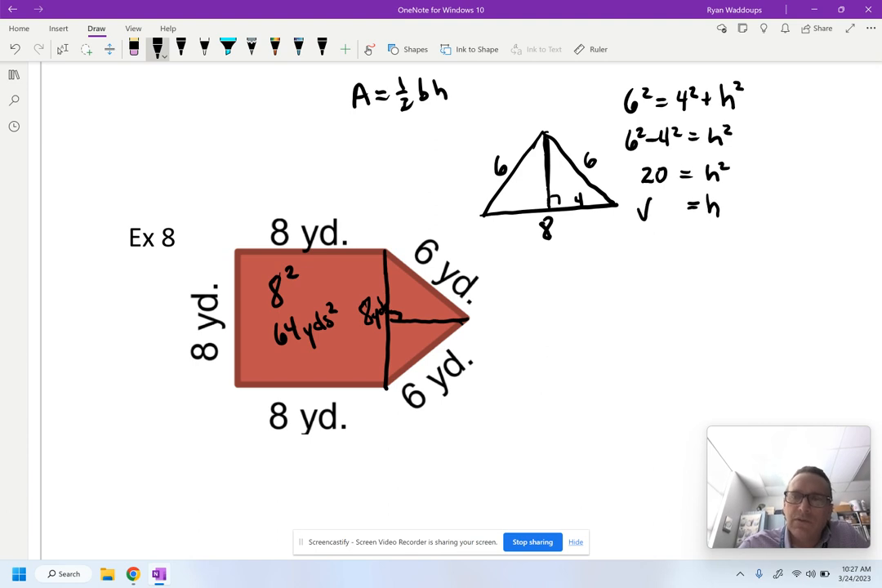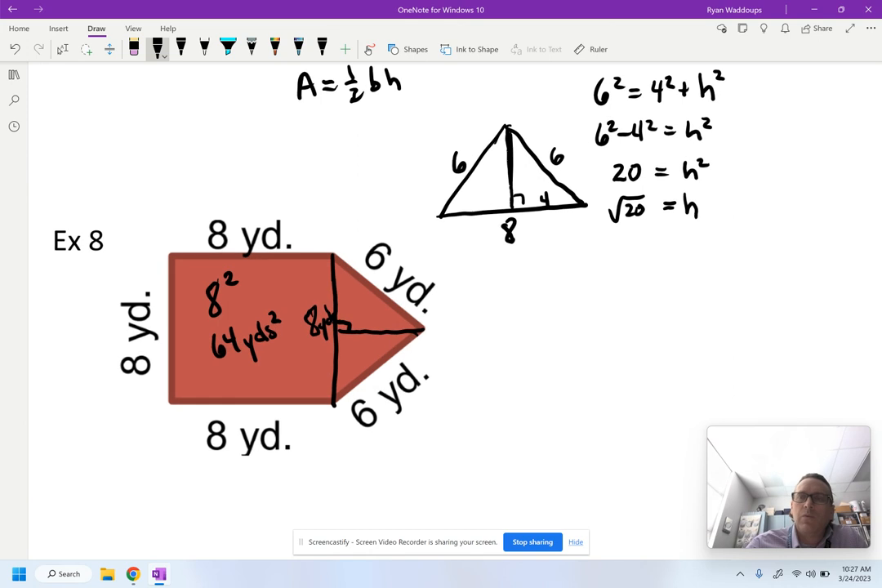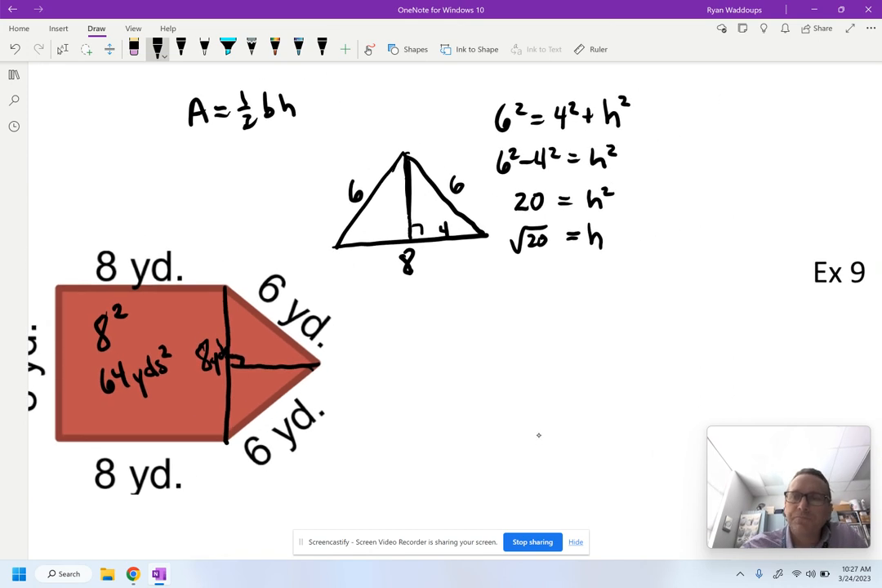H then equals the square root of 20, which we can simplify. Let's say 20 is 2 times 10, and 10 is 2 times 5. And since I have a pair of 2's, I can rewrite the square root of 20 as 2 times the square root of 5.